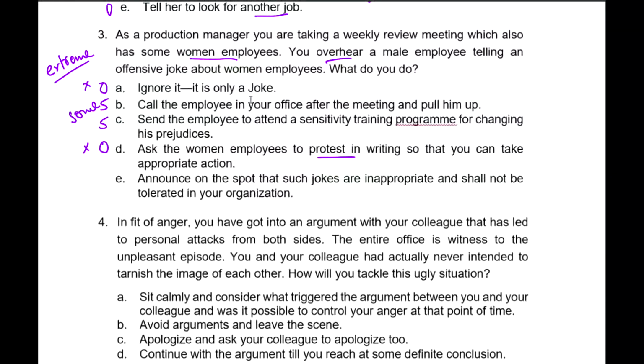The appropriate answer in this case is option E. Why? It says announce on the spot that the jokes are inappropriate and shall not be tolerated in the organization. If you do it on the spot, आप एक तीर से दो निशाने मार रहे हो. First of all, everyone present there will be warned, intimidated. अरे नहीं, ये हमें नहीं करना है, वरना इस तरह से सबके सामने बेइज्जती हो जाएगी. Number one. Number two, it's not taking you to the extreme step of protest and stuff like that. आपका काम नहीं रुकेगा, आपकी organization की इज्जत बाहर नहीं उछलेगी, and that is what you're supposed to do, something midway. So that's the correct answer.